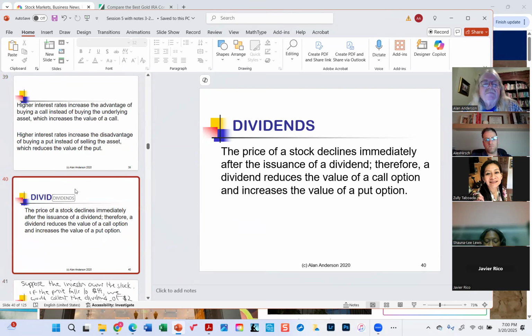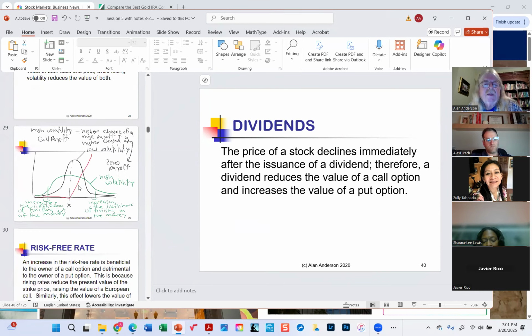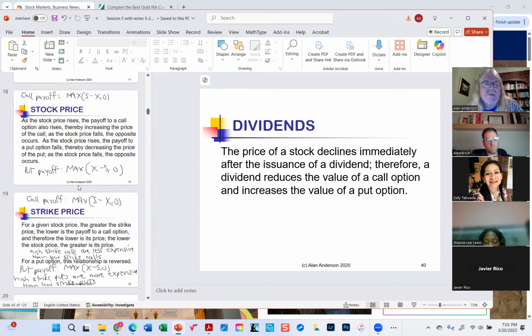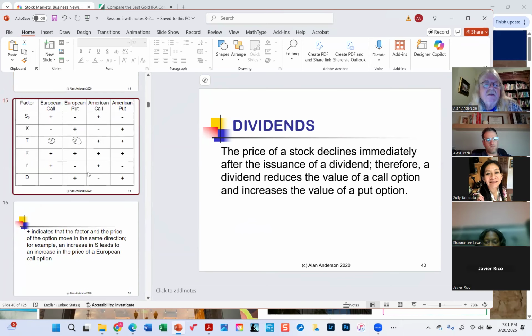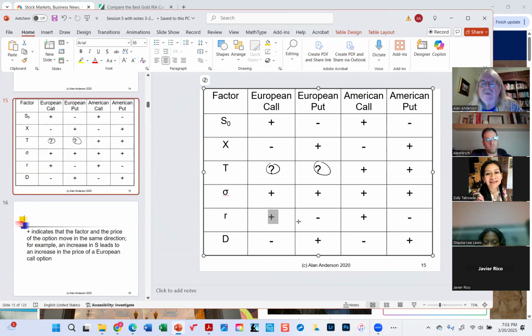So that's why, let's go back to the table. That's why the risk-free rate going up is helpful to a call, but not a put. And the dividends are pretty straightforward. Like I said, because the declaration of a dividend lowers the price of a stock, that means that obviously is going to be harmful to a call and helpful to a put.